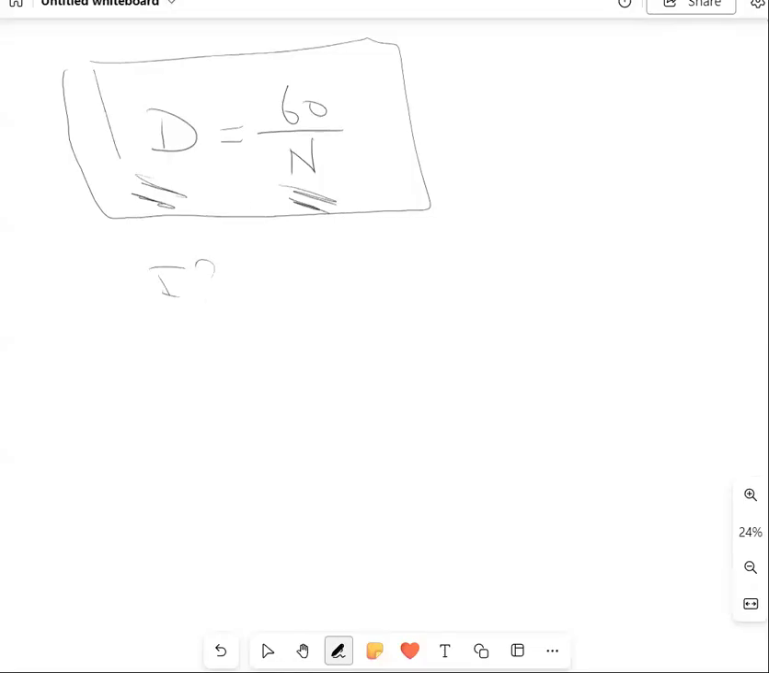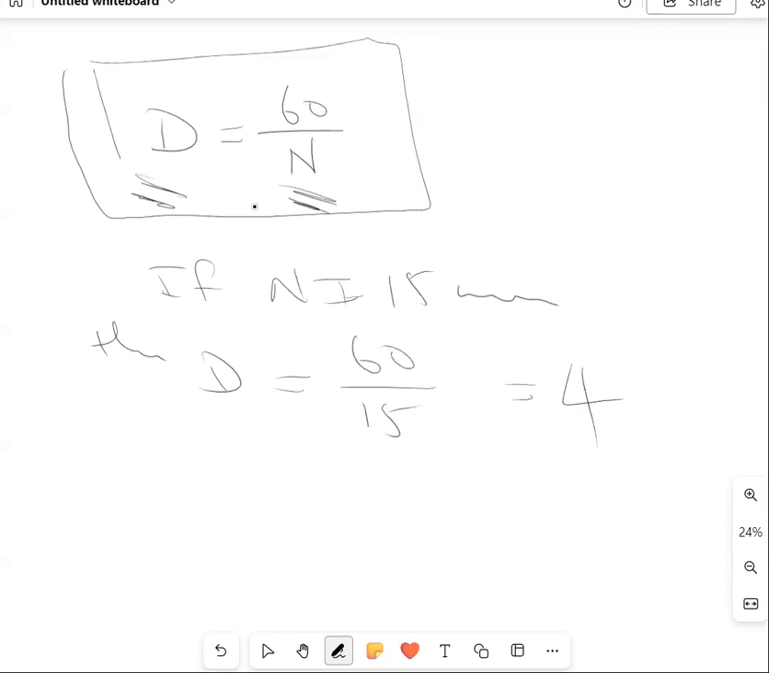So if N equals, and how much was N? 15 now, right? 15. Then D will be equal to 60 over 15, which is 4. So if you have 15 men on the job, it's going to take 4 days to finish. What do you say about this?